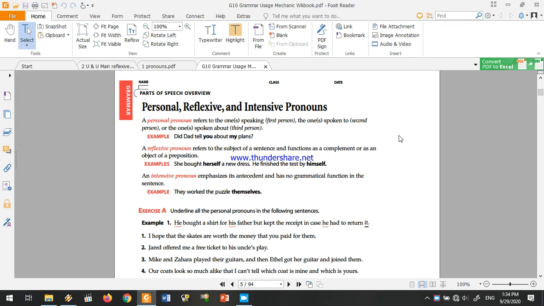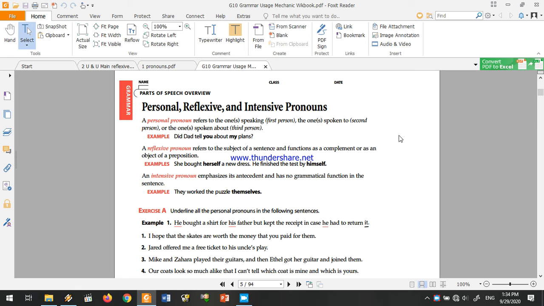Next, we introduced another type of pronouns, which is the reflexive and intensive pronouns. The four types we discussed before are called personal pronouns. They refer to the speaker or the one spoken to, subject and object respectively. However, a reflexive pronoun, on the other hand, refers to the subject of a sentence and functions as a complement or as an object of a preposition.